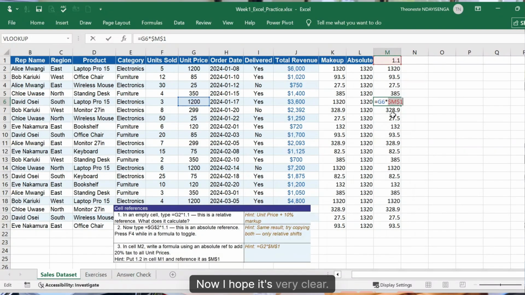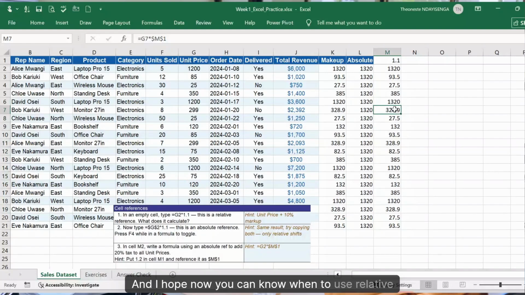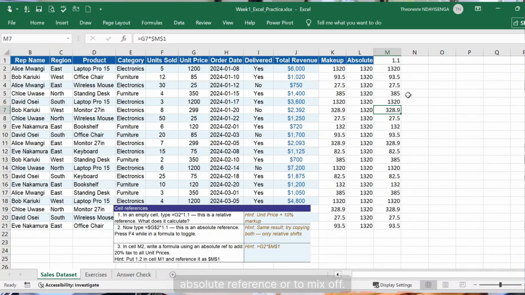Good. Now I hope it's very clear and understandable. Thank you so much, and I hope now you know when to use relative reference, absolute reference, or to mix.